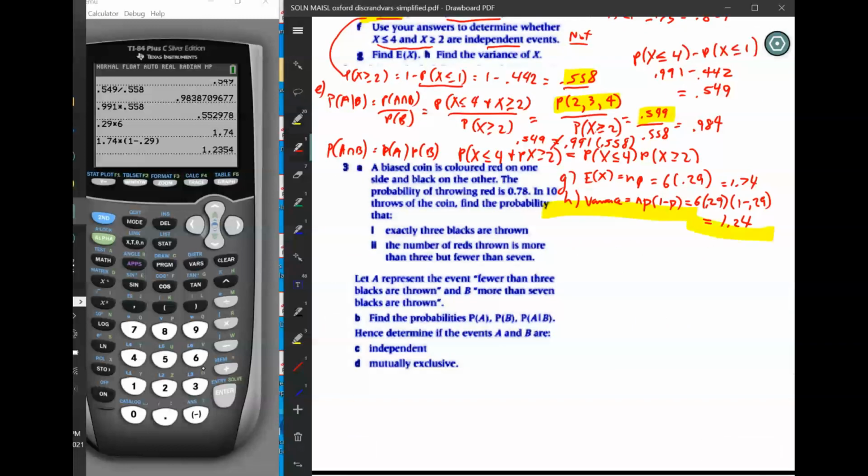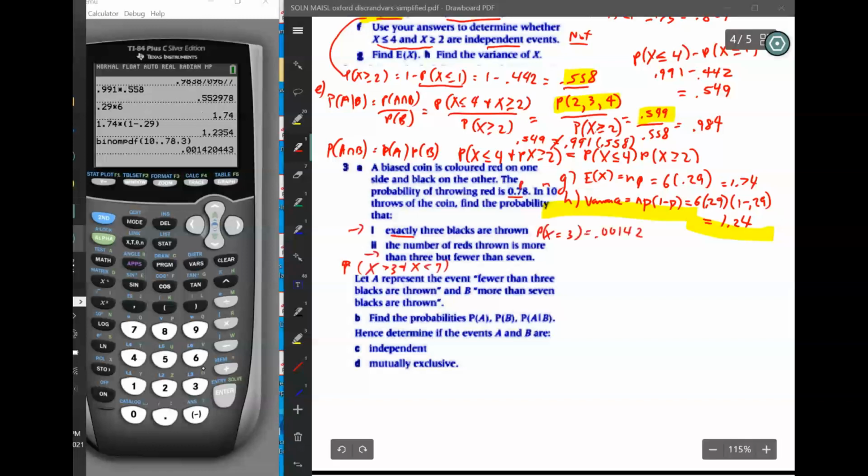A biased coin is colored red on one side and black on the other. The probability of throwing red is 0.78. In 10 throws of the coin, find the probability that exactly 3 blacks are thrown, and the number of reds thrown is more than 3 but fewer than 7. Okay, so let's see. I am going to do the data collection part of this problem. So let's look at the first scenario.